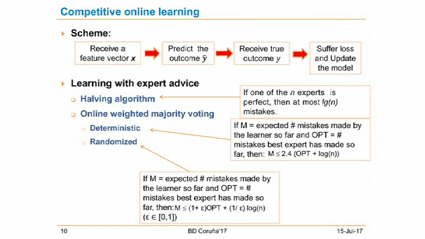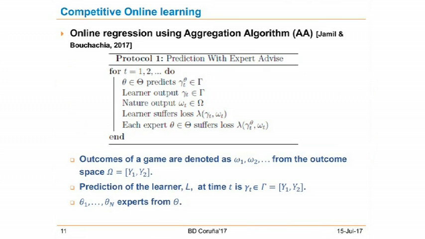And here what we tried to do is to use online regression using a particular algorithm, based basically on this protocol we mentioned here, which is called the aggregation algorithm, okay? So it's, again, prediction with expert advice. So you assume that you have a set of experts, theta, coming from a set of experts.